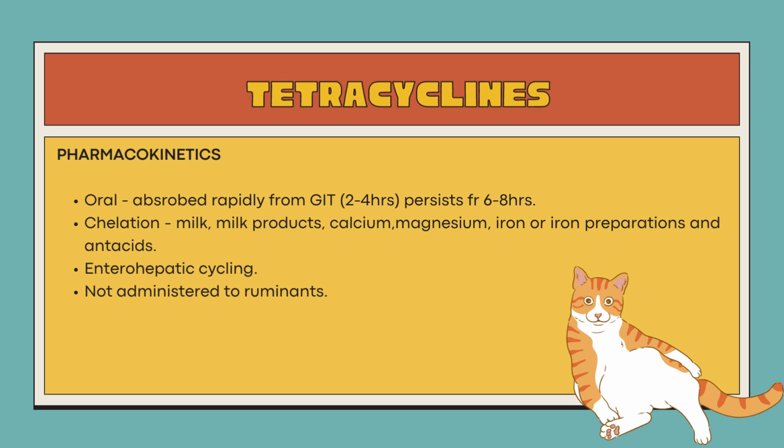Milk and milk products, calcium, magnesium, iron or iron preparations, and antacids interfere with the absorption of tetracycline in the GI tract due to chelation. Some drugs also undergo enterohepatic cycling. Tetracyclines should not be administered orally to ruminants as they are poorly absorbed and cause disruption of ruminal microflora.